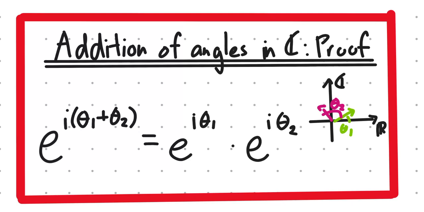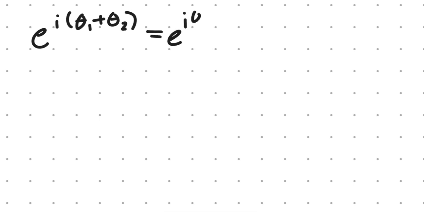In this video, we're going to talk about the proof of e to the i times (theta 1 plus theta 2) is equal to e to the i theta 1 times e to the i theta 2. This is the addition of angles in the complex plane, and I would like to prove this to you using the Euler formula. So before we dive right in, we have to show that e to the i times (theta 1 plus theta 2) is equal to e to the i theta 1 times e to the i theta 2.